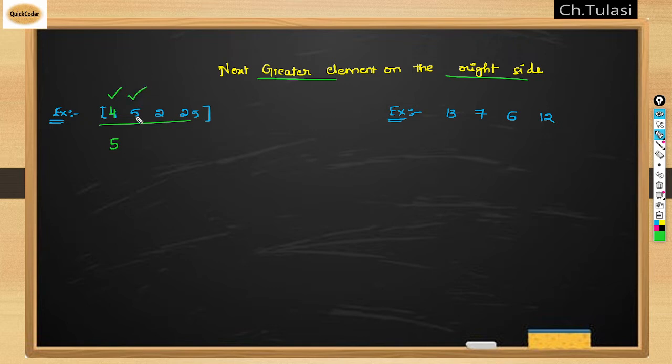Now coming to 5, 2 is less than 5, okay. 25 is greater than 5, so we can write 25. So after 2, the immediate greater element is 25. After 25, there are no elements, so we can write -1.